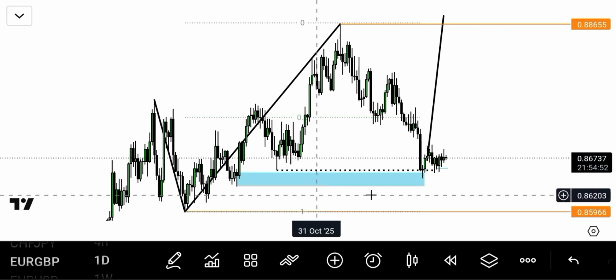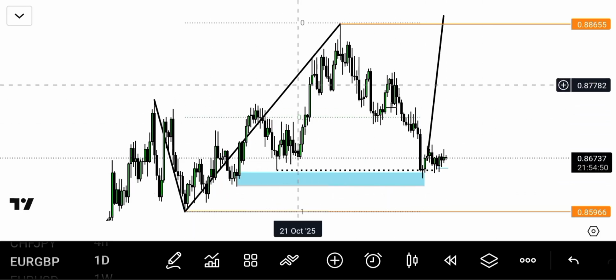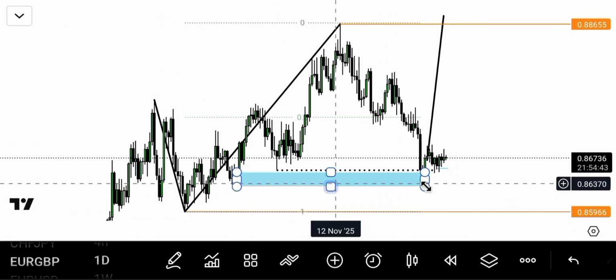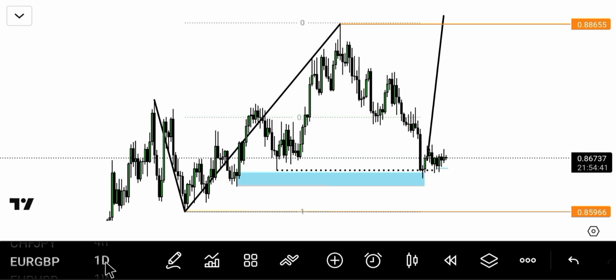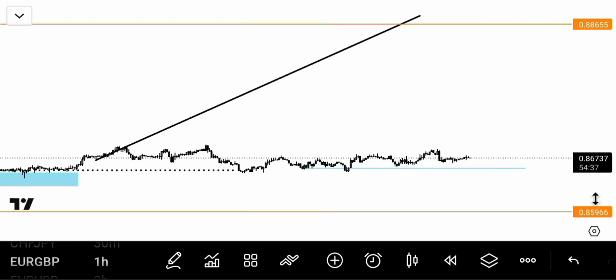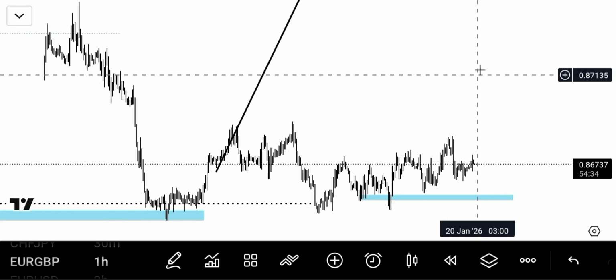Now you see what price did here. Price finally tapped into our key level, so we are expecting an expansion all the way to this upside. But we are not going to be taking a trade from here because this is a higher time frame. We want to go to the lower time frame now. On the lower time frame, you can see what we are having here. We have a shift of structure.